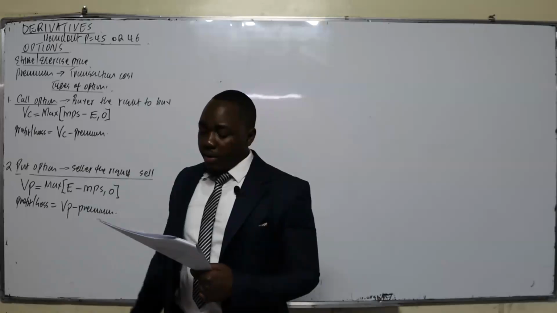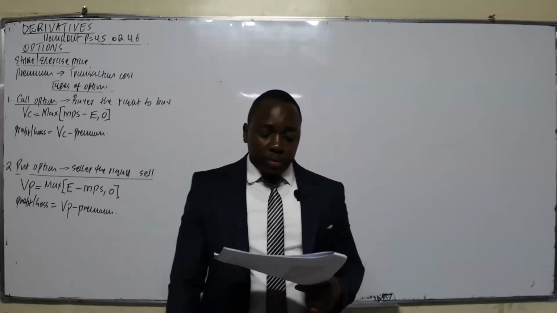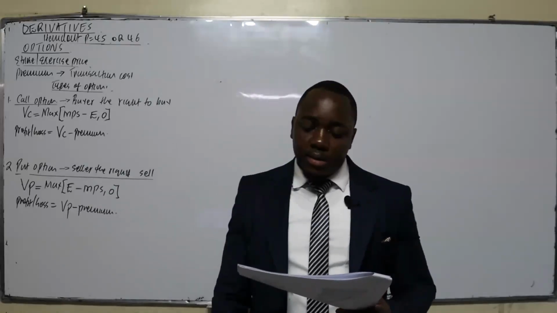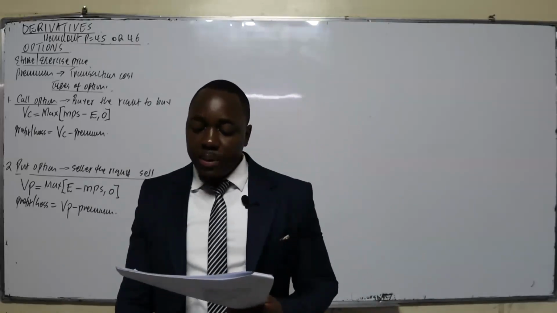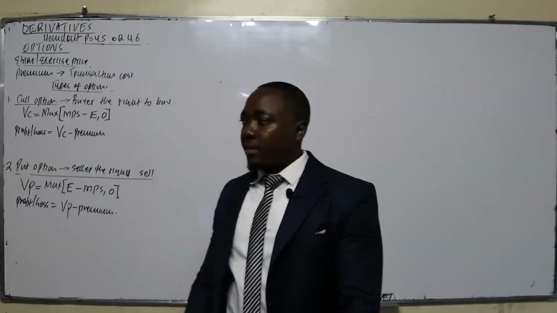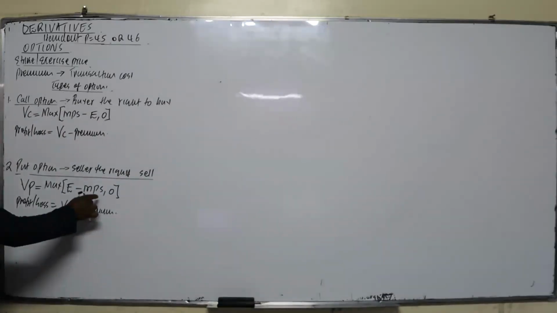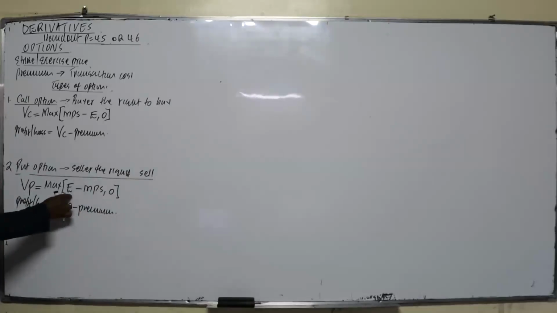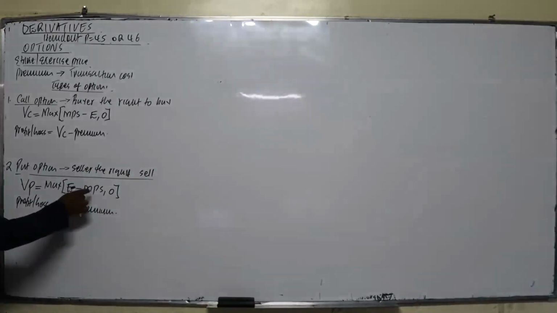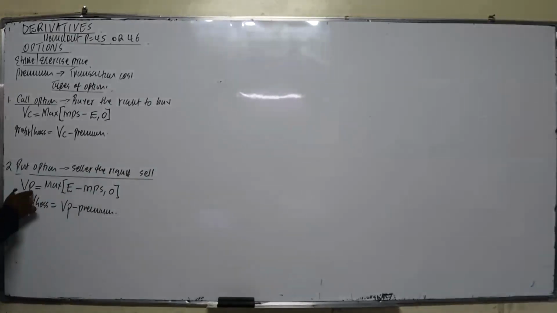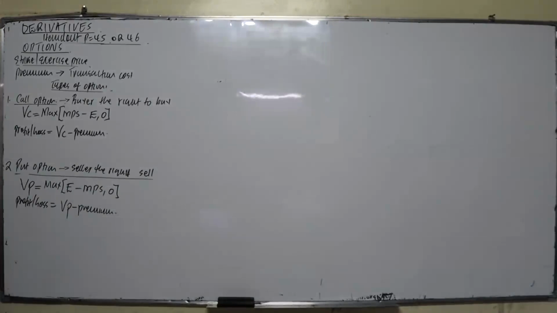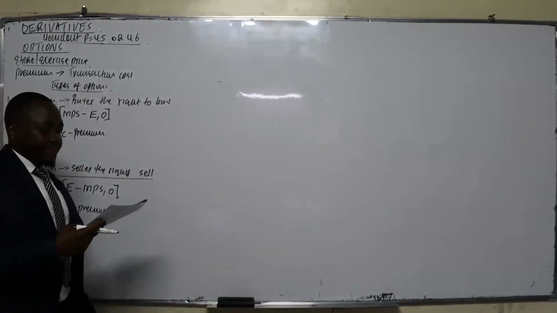I explained everything here. Now, the put option can only be exercised if the price of the option at the expiry date is lower than the exercise price. I should only exercise if the market price is lower than the exercise price. What does that mean? For you to gain, the exercise price must be greater than the market price per share. That's when you get a positive value.